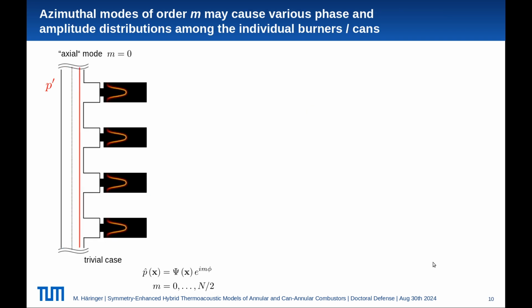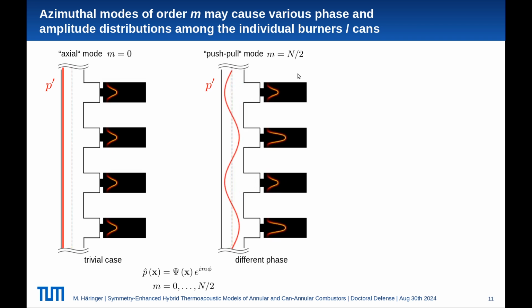So let's consider all the modes that show up in the system. Again, remember, these are the thermoacoustic eigenmodes that we expect. This is the mode structure, and now we go through all the M and consider just the mode orders that we see in the system. We start at M equals 0. This is the axial mode. This is the trivial case where all the burners do exactly the same. So this doesn't break symmetry, obviously.